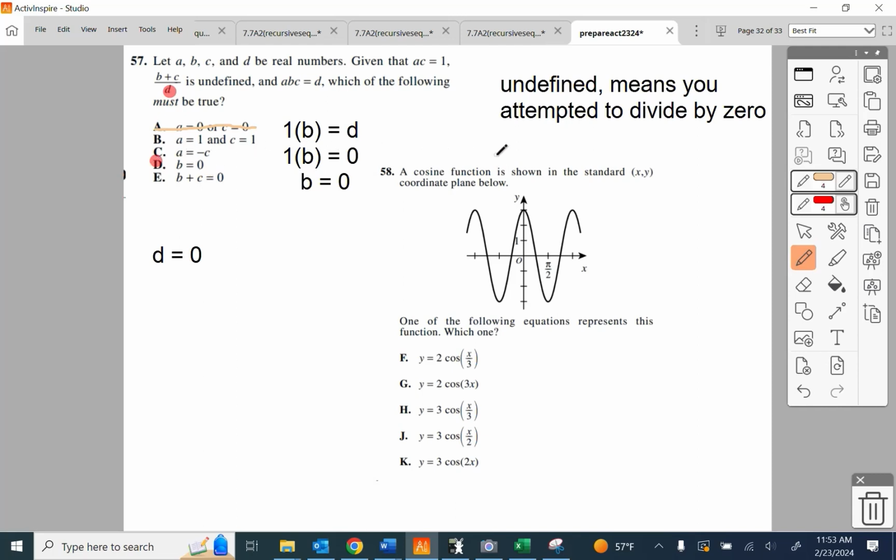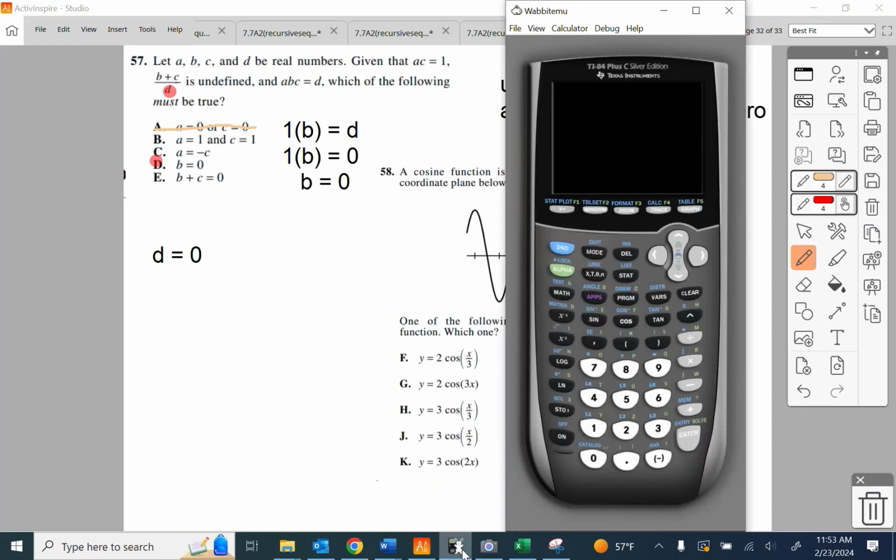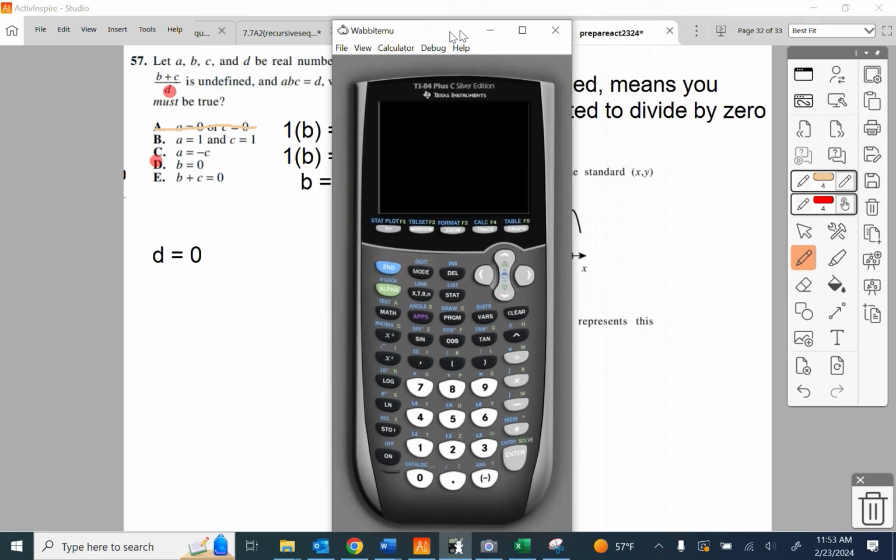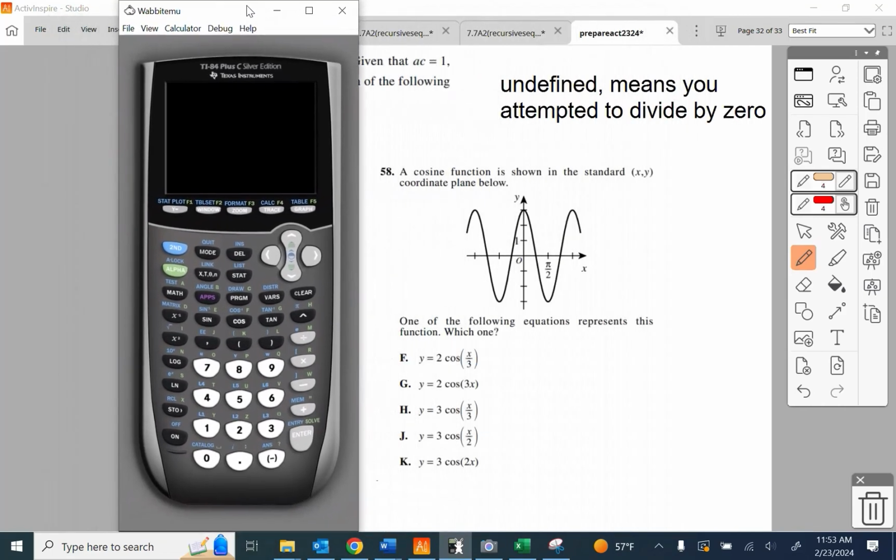58, a cosine function shown in the standard XY coordinate plane below. Now, my juniors have not seen this kind of stuff, and I don't know that they will. It just depends if they take pre-calc their senior year or not. And a lot of kids in Tennessee don't see this kind of stuff. It's not in Algebra 2 anymore. Pretty sure it's supposed to be done in geometry, but I haven't looked too closely at their standards.